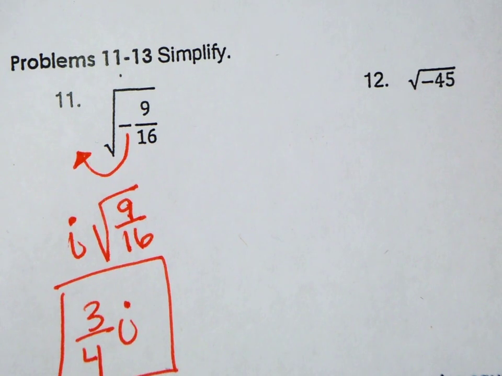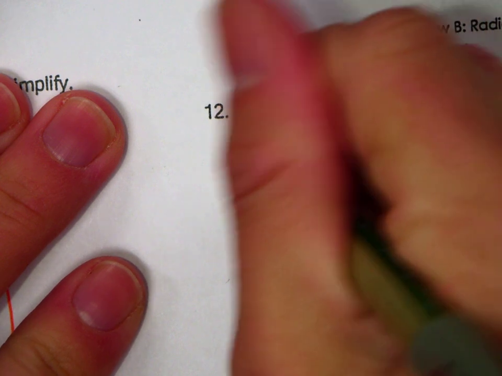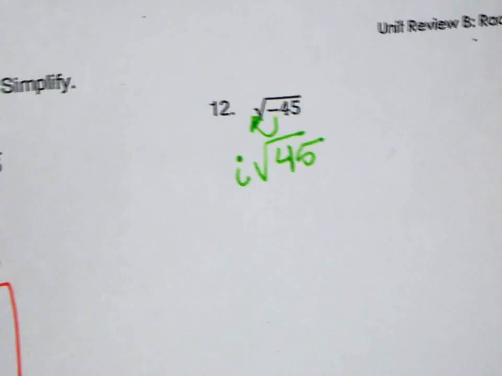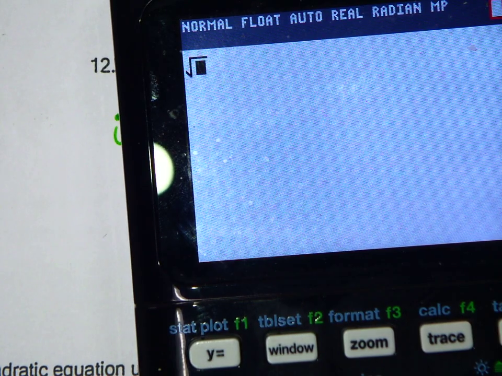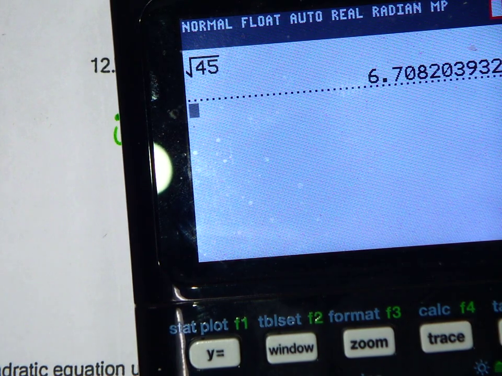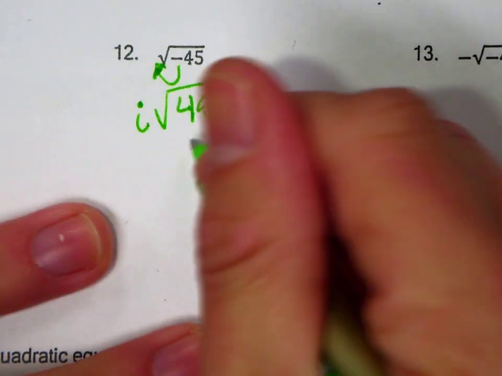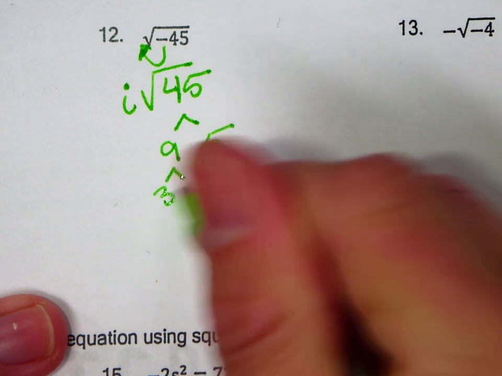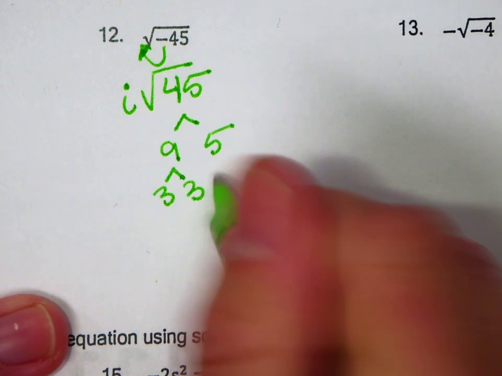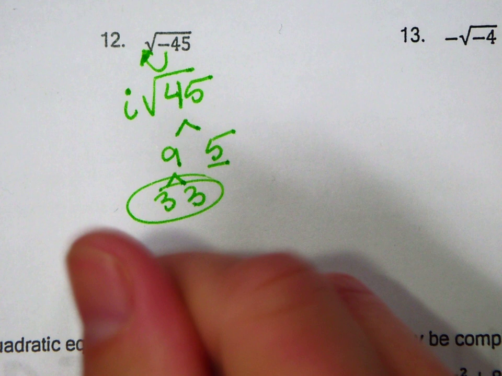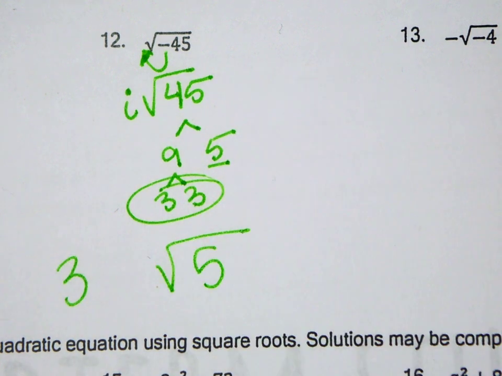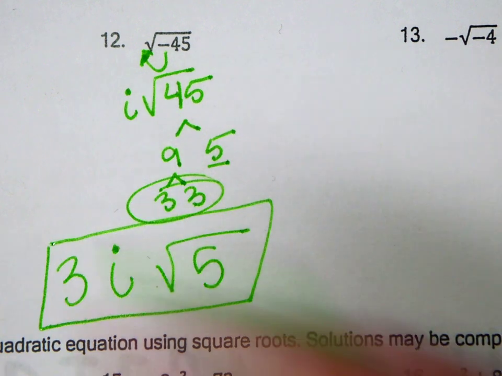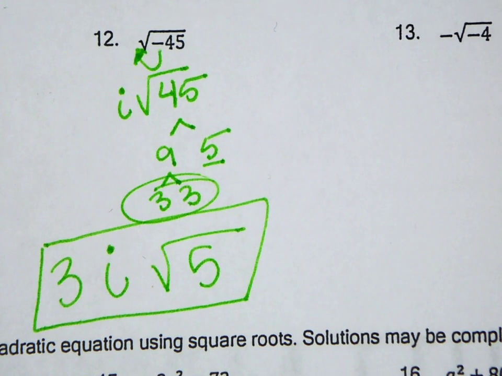All right, same thing here on number 12. We're going to take the i out. All right, then we're going to try to type in the square root of 45. And it gives me a decimal, so that's no good. So I got to break it down. So 45 breaks down to 9 and 5, and 9 breaks down to 3 and 3. So I have a pair of 3s with a 5 left over. So your pair is going to go on the outside, the 5 is going to go back on the inside, and this i is also going to just come down and be on the outside with the 3.